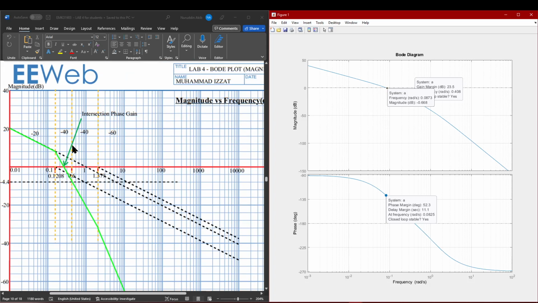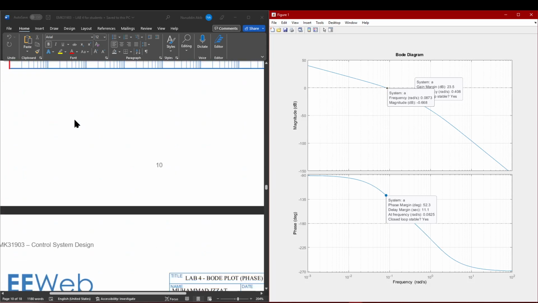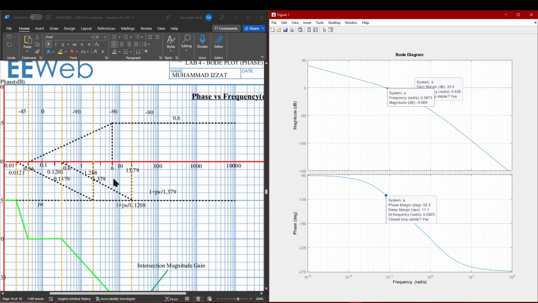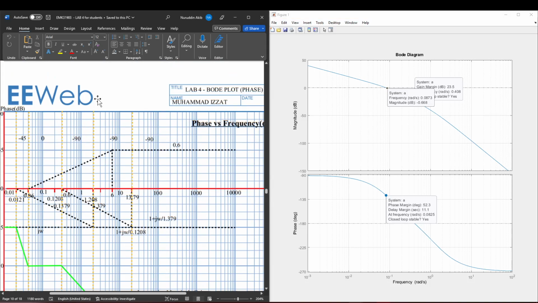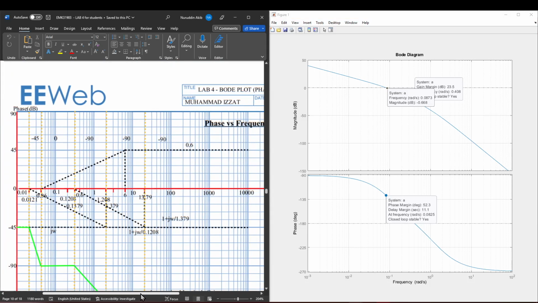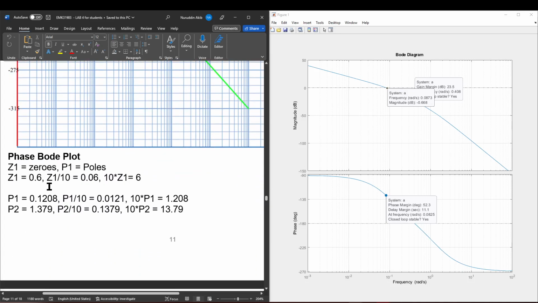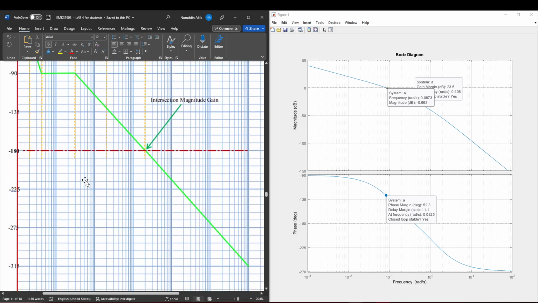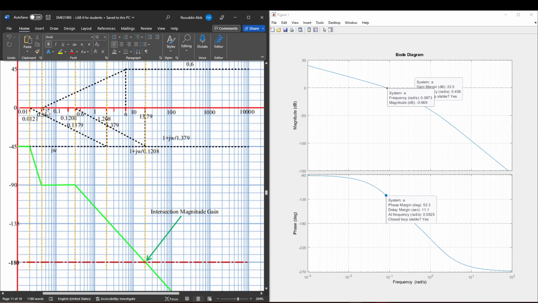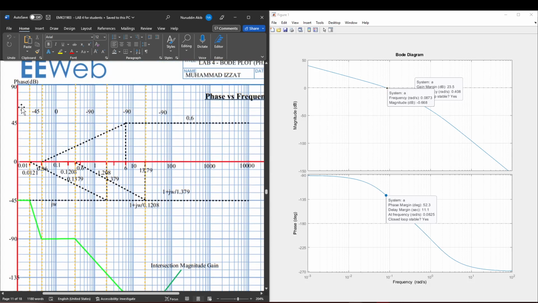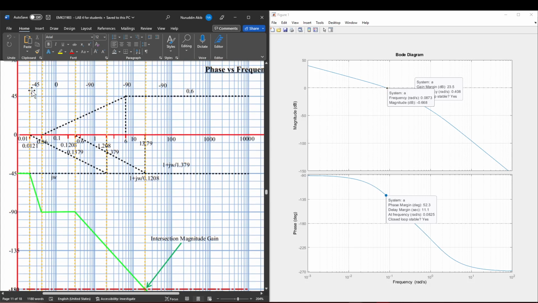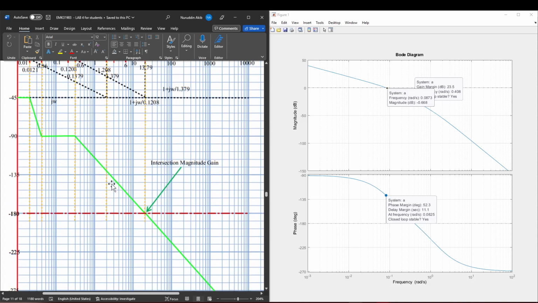So the phase Bode plot is also the same one, but it's a bit different because it needs some calculation in order to get the values for the plotting. So I will skip the plotting. I will just talk about this green line.